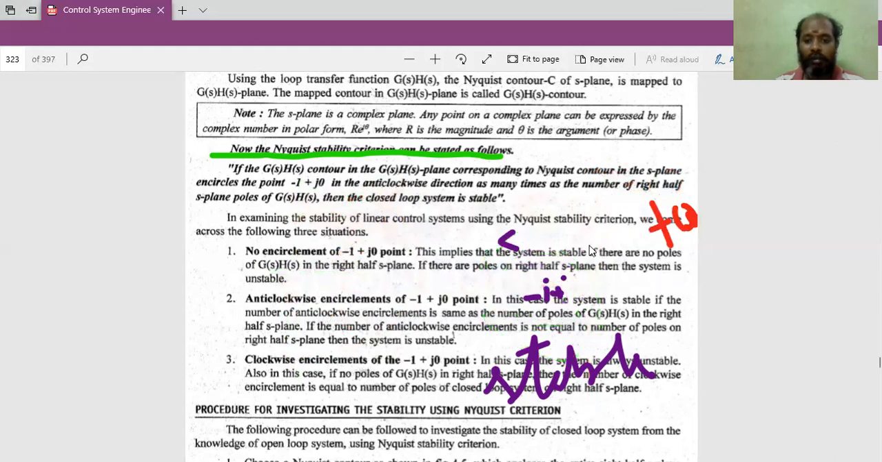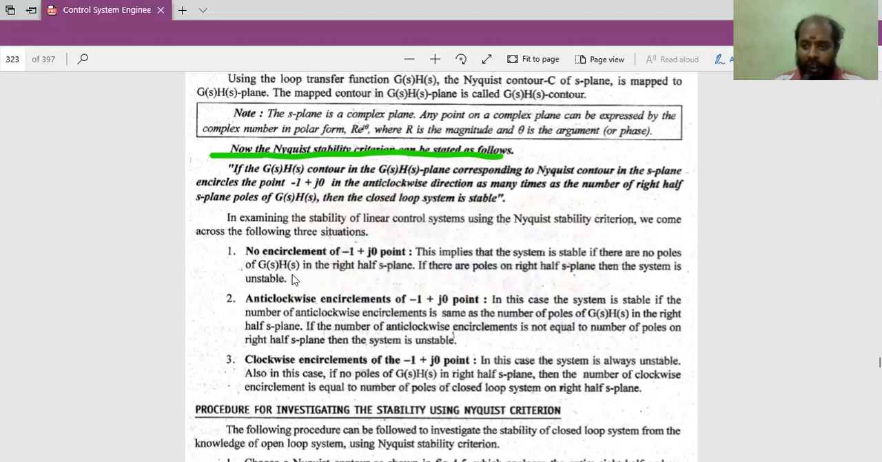Okay, that is what the Nyquist stability criterion says. The number of encirclements should be equal to the number of enclosed poles or zeros. Here it is given in a descriptive way: no encirclement of the -1 + j0 point implies that the system is stable if there are no poles in the right half of the G(s)H(s) plane.